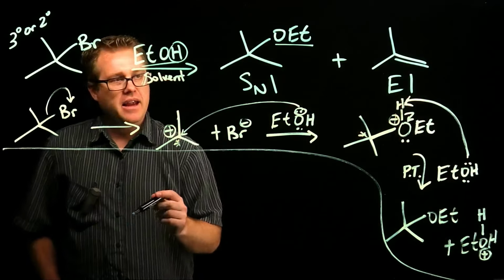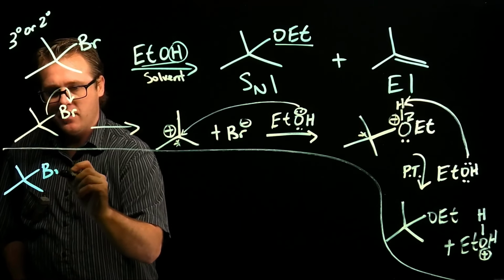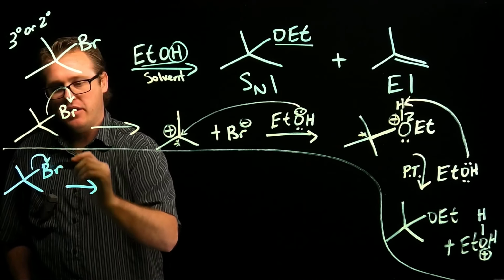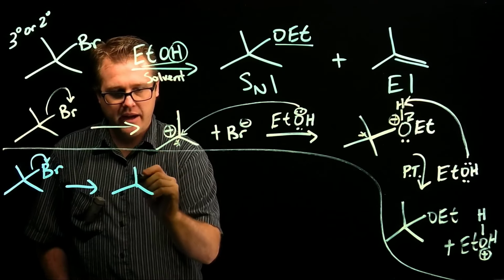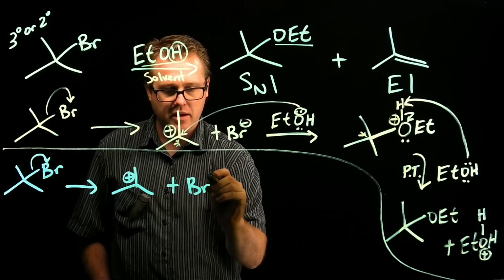So in an E1 mechanism, the first step is the same as the SN1. The alkyl halide needs to leave, and we are going to generate a carbocation plus our bromide.